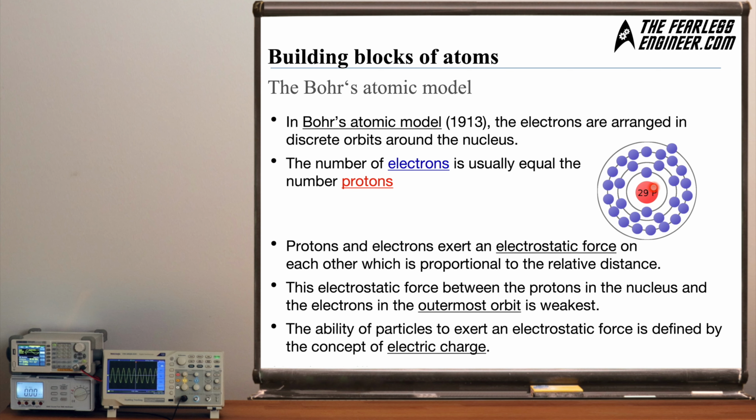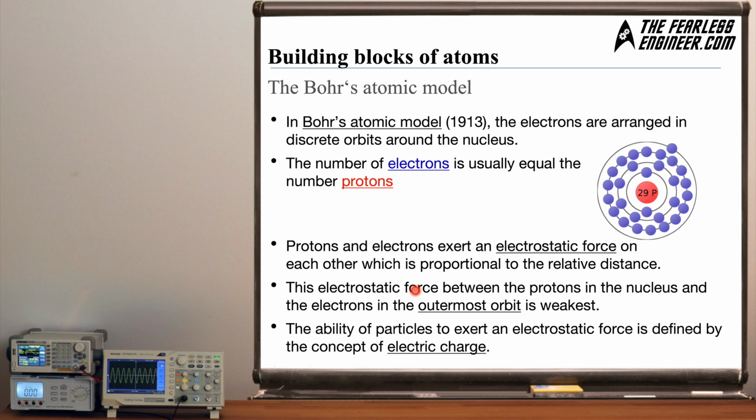And the number 29 here gives you the number of protons in the core, and the electrons are arranged in these discrete orbits here. And protons and electrons, and this is a very fundamental concept which we will exploit in electronics, exert an electrostatic force on each other which is proportional to their relative distance. There are many forces at play here between particles and between the core and the surrounding electron cloud. But what we want to focus on is the electrostatic force, because this is the one which we will be able to exploit to a great deal.